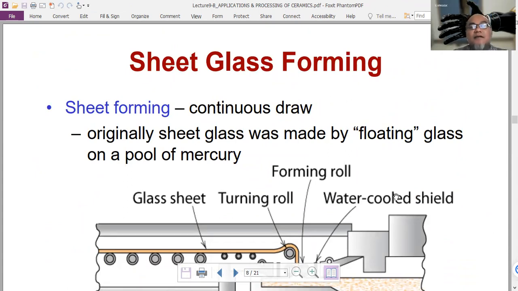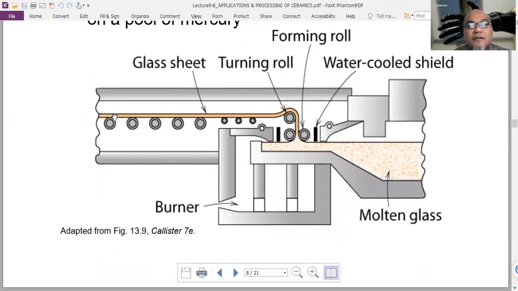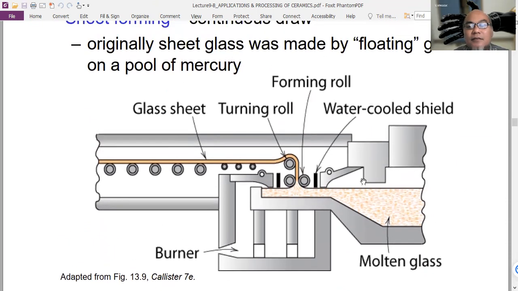sheet glass also, by sheet forming using a process called continuous draw. Originally, the sheet glass was made by floating glass on a pool of mercury. So this is glass sheet. This is the molten glass flowing here. There is water cooling here, and this becomes solid. It solidifies here, and then is formed by this forming roll into a sheet. It is a turning roll. It is moved through here, and then eventually it becomes glass sheet.